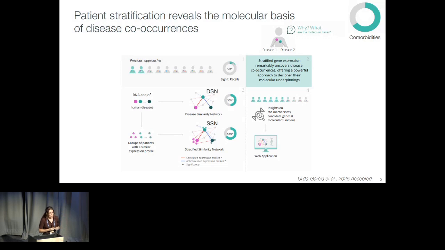disease. Specifically, what we did was to compile RNA-seq studies tackling human diseases and to derive disease similarity networks connecting diseases based on the similarities and dissimilarities of their gene expression profiles. And then, since patient-specific patterns have been observed in this phenomenon, we also took a stratified approach in which we divided diseases in groups of patients with a similar expression profile and inferred a disease stratified similarity network connecting both diseases and subgroups based on, again, the significant similarity of their expression profiles. As you can see in green, both networks significantly recall a substantial portion of the co-occurrences.